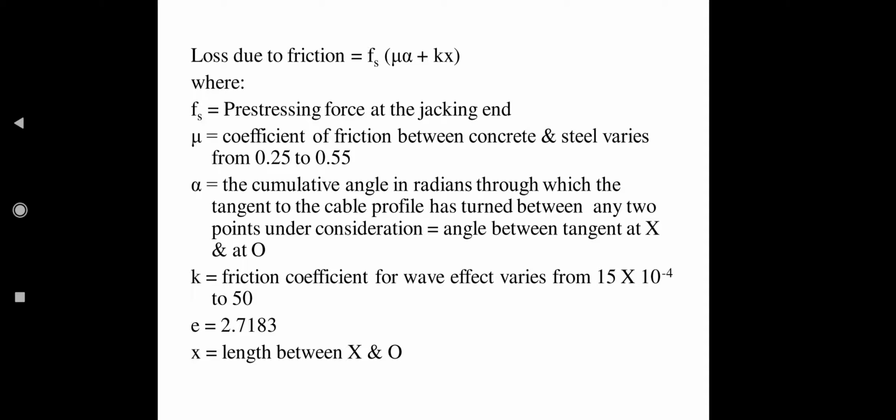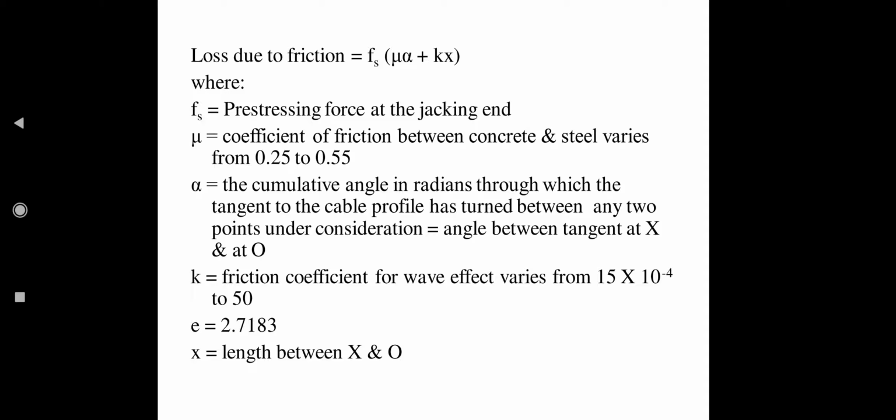And now, how to calculate losses due to friction. Loss due to friction can be calculated using an equation: Fs times (mu alpha plus Kx), where Fs is the pre-stressing force at the jacking end and mu is the coefficient of friction between concrete and steel, which varies between 0.25 to 0.55.